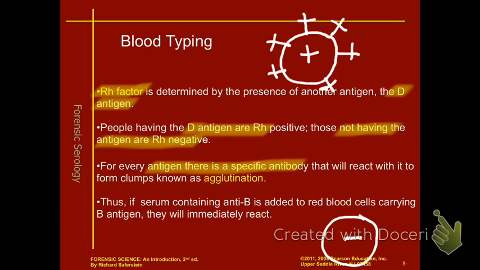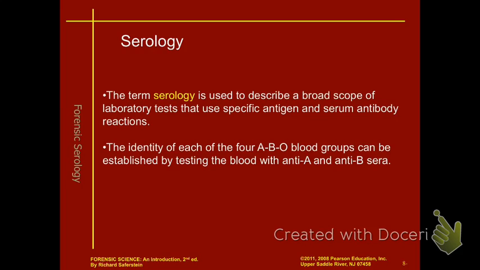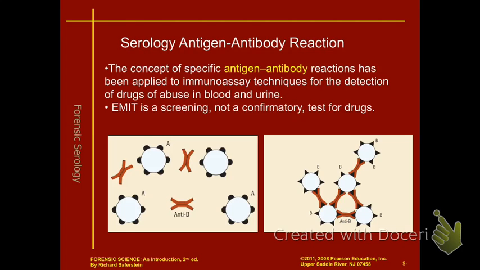For every antigen, there's an antibody that will react with it to form clumps known as agglutination. If serum, or blood liquid, containing anti-B antibodies is added to red blood cells carrying the B antigen on the surface, they're going to react, they're going to clump together in the process called agglutination. Serology is the study of these antigen and serum antibody reactions. The identity of each of the four ABO blood groups can be established by testing the blood with anti-A and anti-B sera containing antibodies. So the antigen-antibody reactions have been applied to immunoassay techniques.